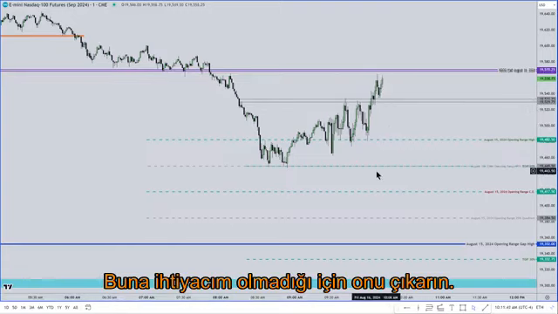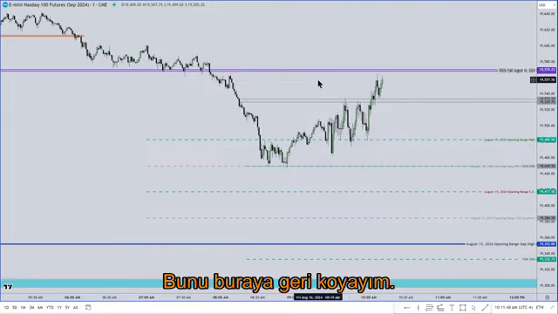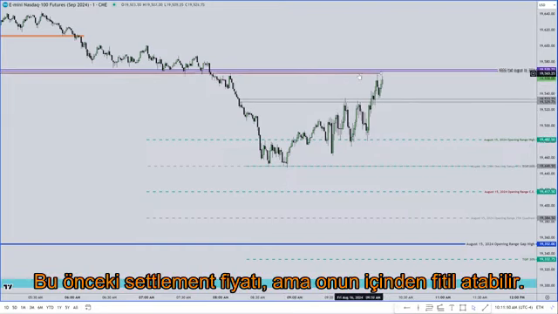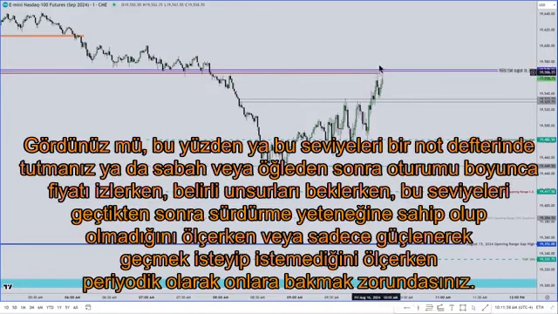I'll take that off because I don't need it. And we have end dog, new day opening gap. So we just saw, let me put it back on here, that's the previous settlement price, but it can wick through that. So if it's going to wick through that, it could go right up into new day opening gap because it's just above that. You see that?